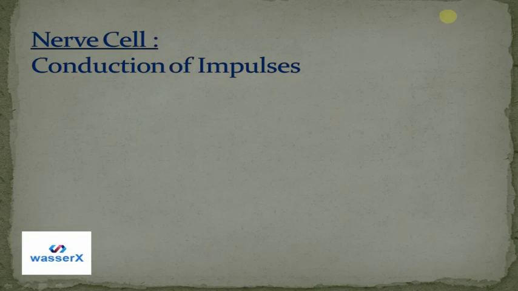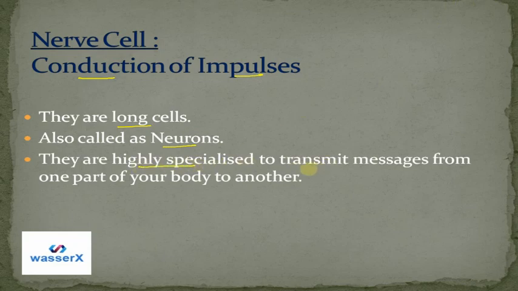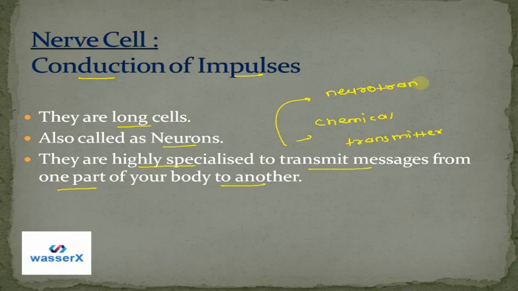Then let's see what are the nerve cells, and their function is they conduct the impulses. So nerve cells are long cells, we already know it, and we will see how long they are in the next figure. They are also called neurons, and they are highly specialized cells to transmit messages from one part of your body to another. They transmit by the chemical transmitter, that is acetylcholine in our body. So that is neurotransmitter, and these messages are in the form of electric and chemical signals. So this is how nerve cells help in the conduction of impulses.